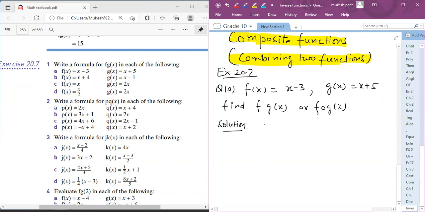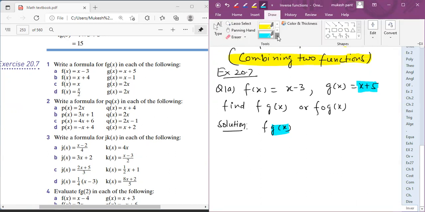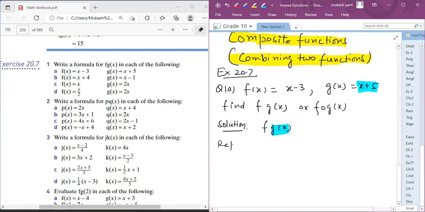Look, f(g(x)), what we have to find out? Remember what is g(x) here? In f(g(x)), replace g(x) by its value. Pay attention. Replace g(x) by whatever its value is. What is its value? x + 5. So g(x) is replaced by its value, that is x + 5.